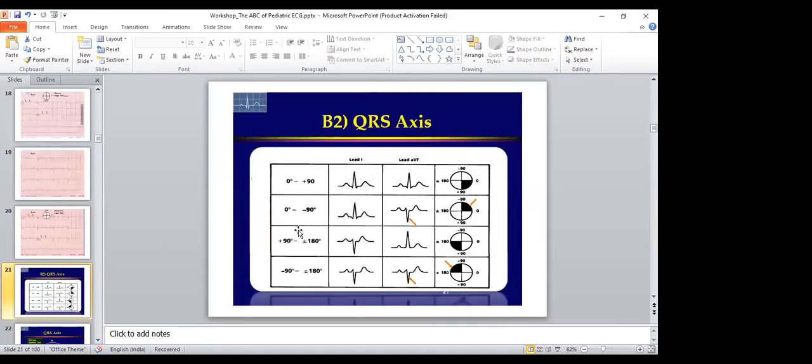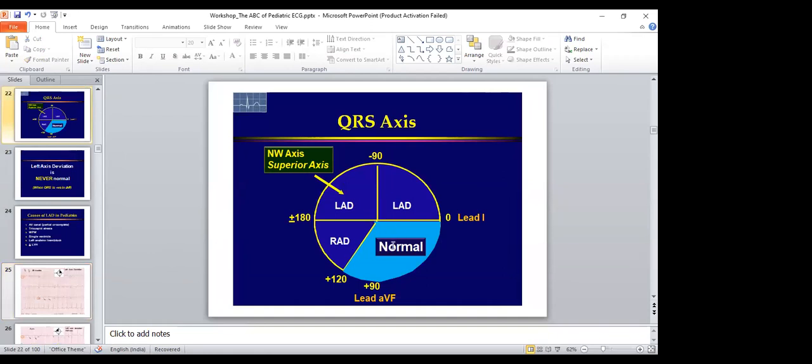When we talk about QRS axis, we should always remember that normal axis is from 0 to plus 90, up to 120, which is considered normal, and 0 to plus 180, that is right axis, is still acceptable. Left axis deviation in pediatrics is not acceptable. Why am I rushing through the calculation? Because we have already done it in the last session. For those who haven't joined, we will be able to understand with this short brief presentation. Lead 1 and AVF, if normal, we see from 0 to 120 is considered as normal axis.